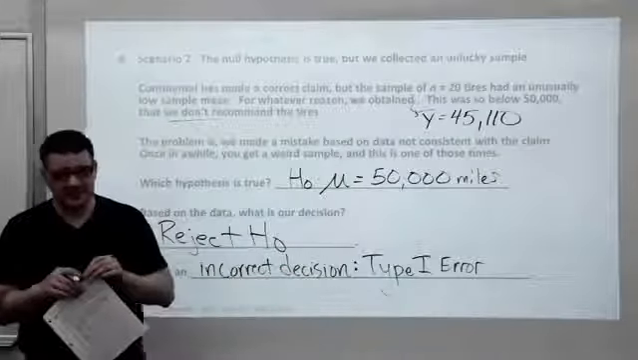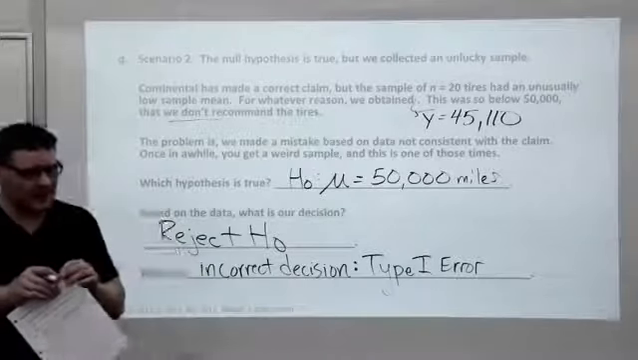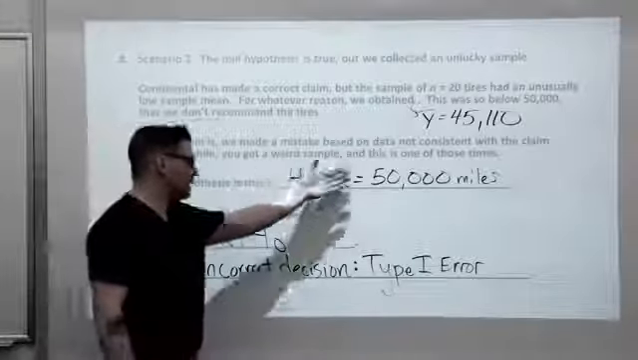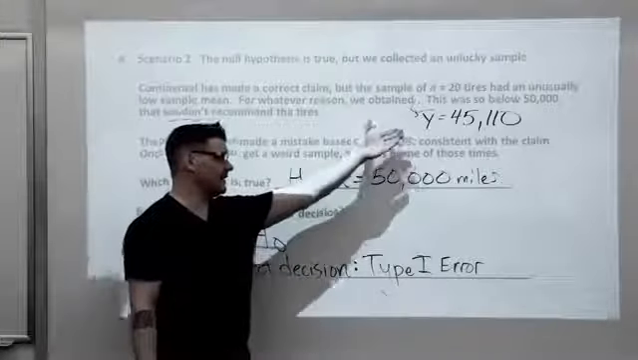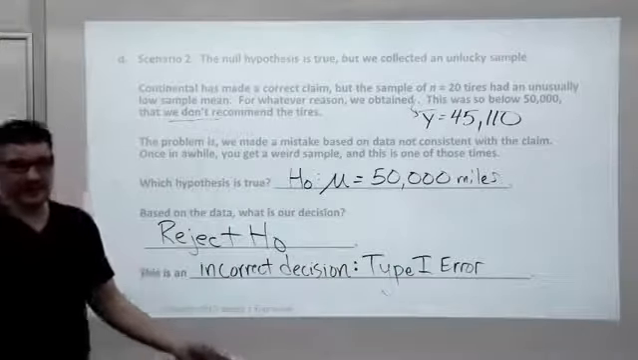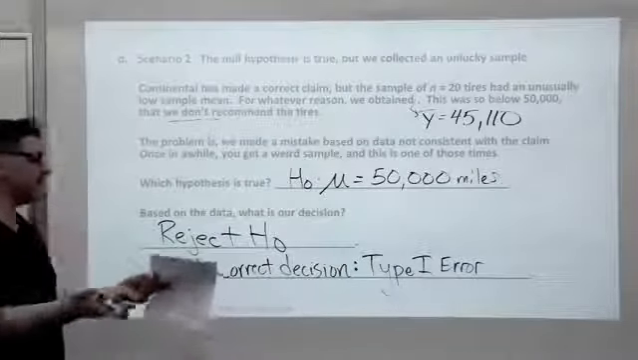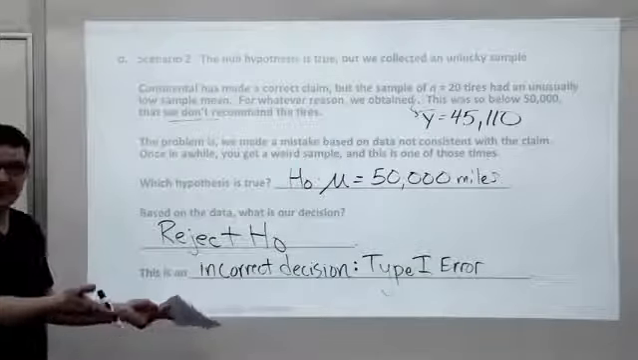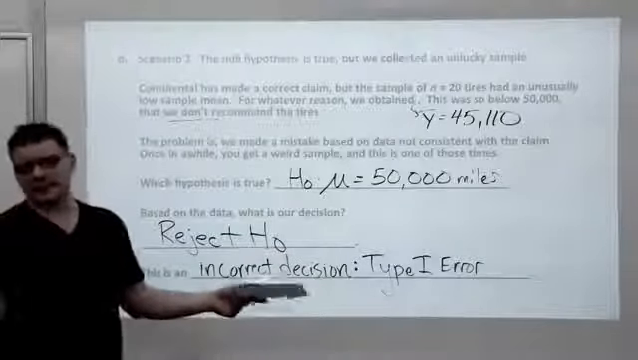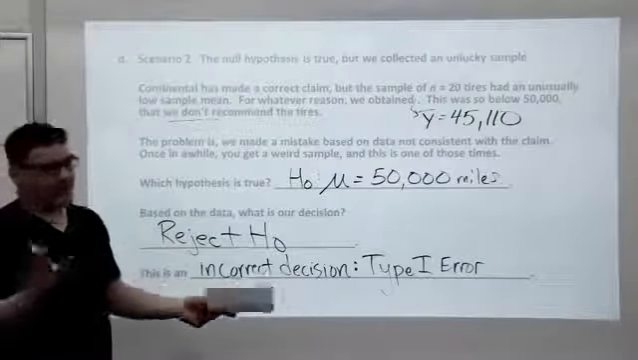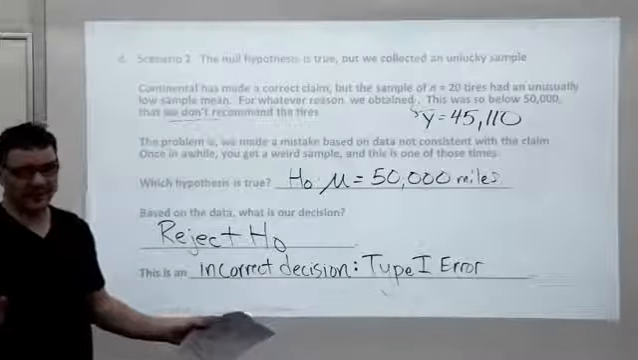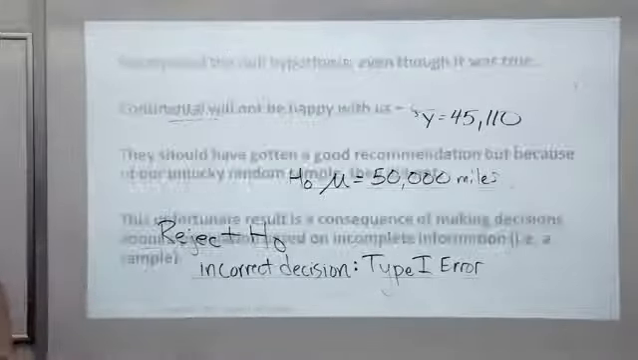Who's going to be mad? Consumer Reports? Now, Continental Tires, right? They have a valid claim, they have a good product, and we just got this weird, unluckily low sample. We rejected the null, and they don't get the recommendation in the magazine. So with hypothesis testing, this sort of thing can happen. You have to be aware of it. I don't want you to get the sense that it's like a coin flip, like, oh, 50-50. Either I'm right or I'm wrong. That's not the case. If you collect good data and enough data, the odds won't be 50-50. The odds will be in our favor.